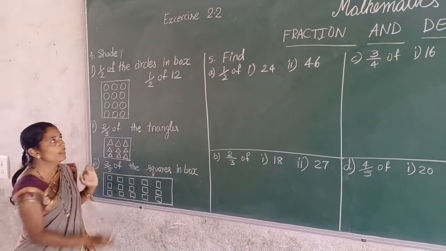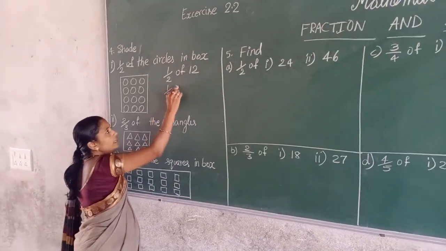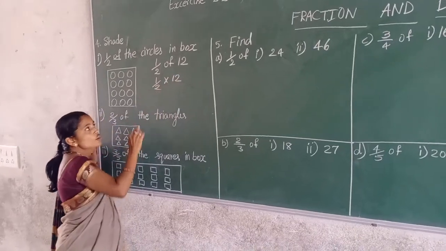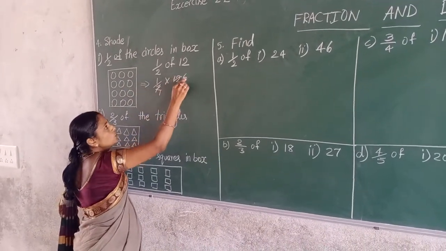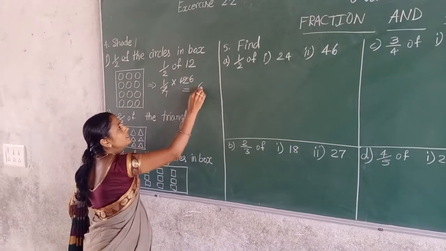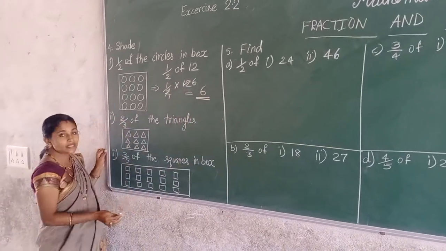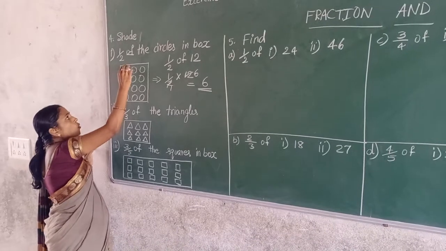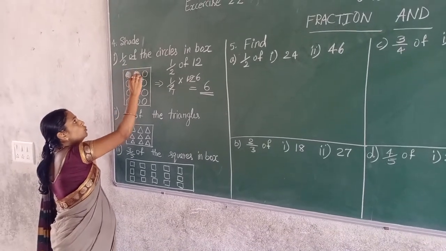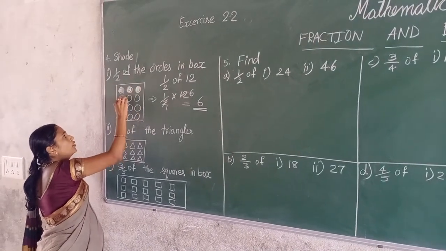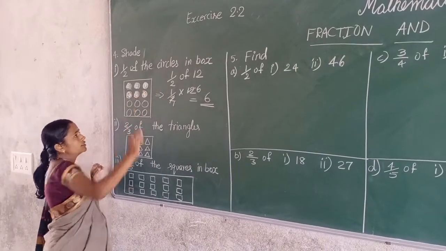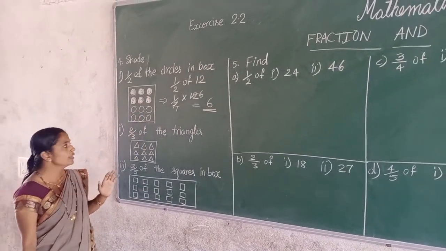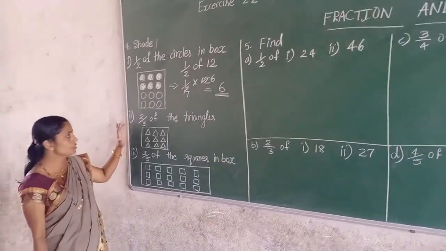Half of 12. The word half indicates multiplication. So let us simplify this. 2 ones are 2, 2 sixes are 12. So you have got the answer 6. So how many circles do you have to shade? 1, 2, 3, 4, 5, 6. Your answer is ready.